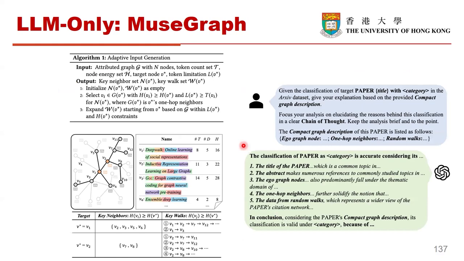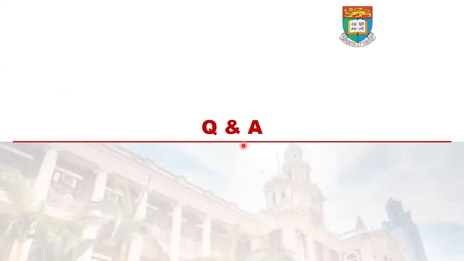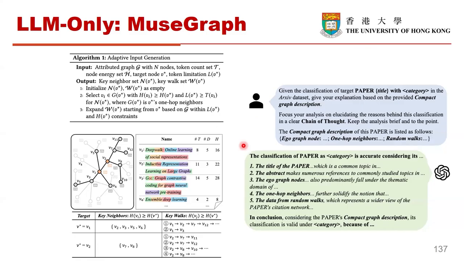Yeah. And then there are some detailed algorithms of the adaptive input generation and the detailed prompt of the COT distillation in the MuseGraph. Okay, so the overview of the LLM tuning-required and LLM-only methods is done. Does anyone have any questions about the LLM-only methods? Not only the tuning-free, but also the tuning-required methods.